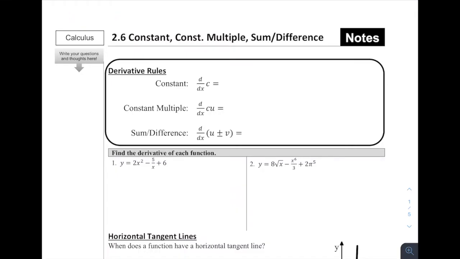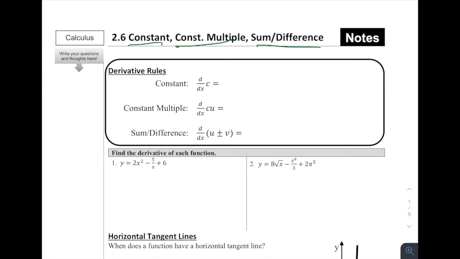All right, for 2.6, we're talking about some rules of derivatives today. Specifically, we're focusing on the constant rule, constant multiple rule, and sum and difference rules, which are going to help us take some derivatives of functions. We started last lesson talking about the power rule, and that can only get us so far. We need to think about what happens when we have coefficients or more complicated functions, and these rules are going to allow us to do that.